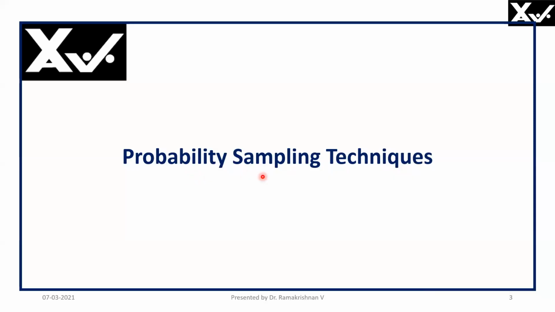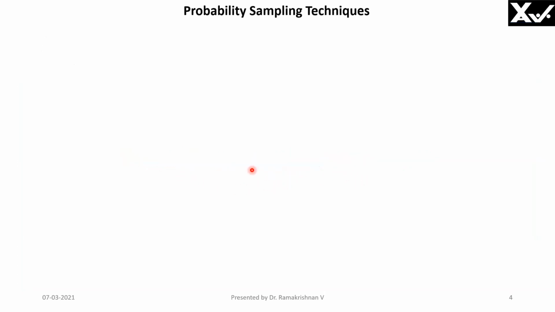Hi, we will see now probability sampling techniques. There are two methods of sampling. One is non-probability sampling, which is used when the sampling frame is small, that is, population size is small. Another is probability sampling. We are going to see probability sampling techniques now.